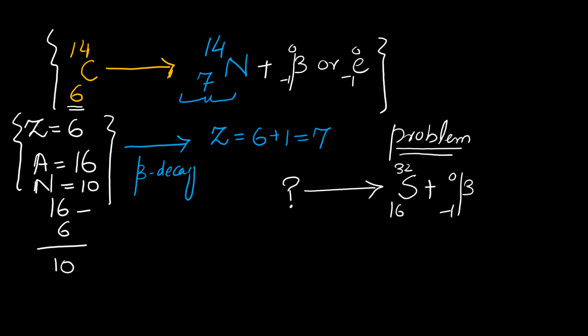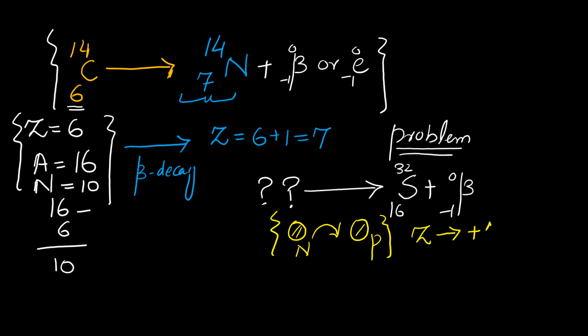So now, what is that element which basically causes a beta decay? Since you know that in beta decay, a neutron is converted into a proton, this means that the atomic number Z is increased by +1.